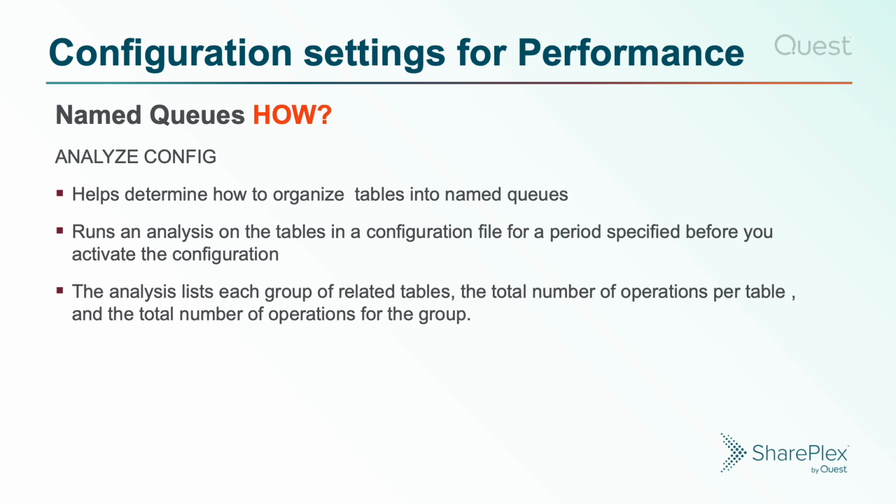And this captures the typical database activity. And it lists the group of related tables. It also gives you the number of operations per table and the number of operations of the group. So based on this information which you collected, you can actually determine how you want to have your named queues.